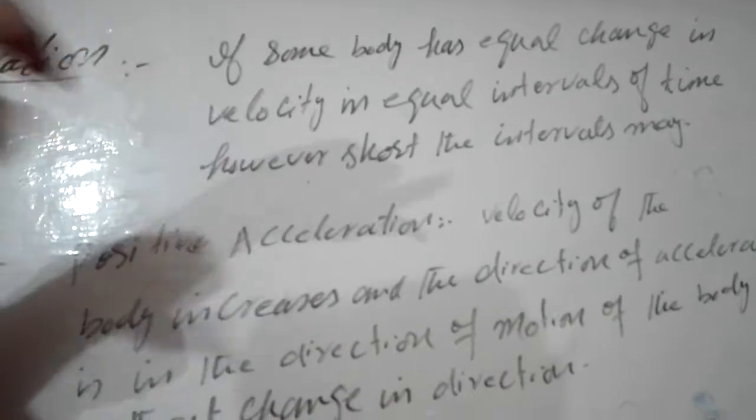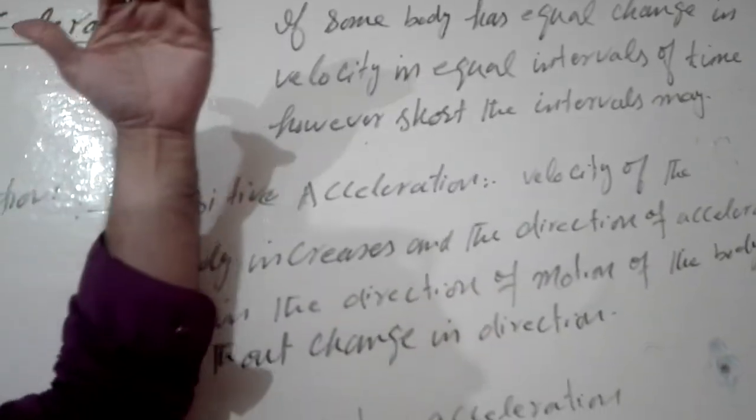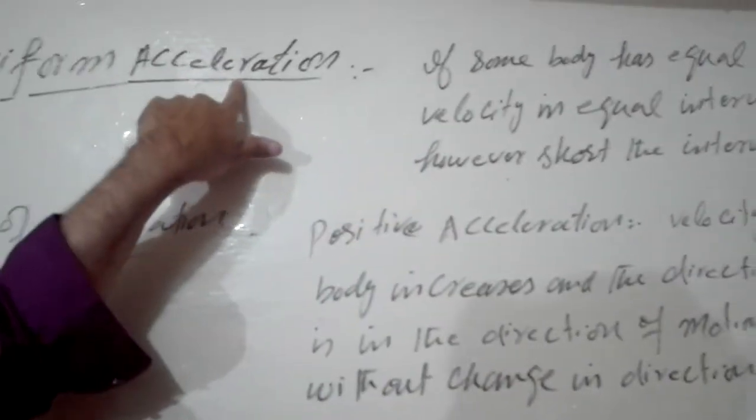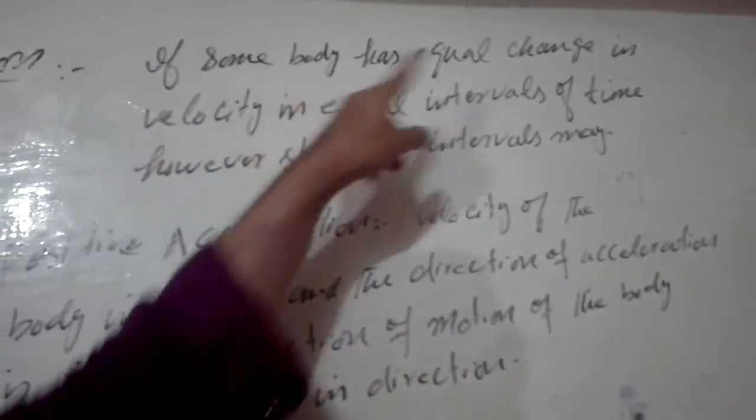If you have understood the same concept of uniform velocity, note down that uniform velocity is produced by equal displacement. Here acceleration is produced by change in velocity. That's why you have to write the words equal change in velocity, equal interval of time. Then that acceleration is known as uniform acceleration.